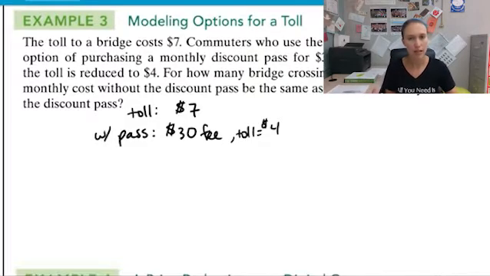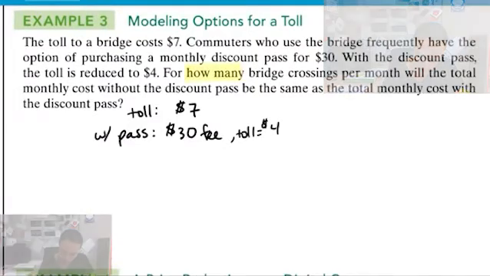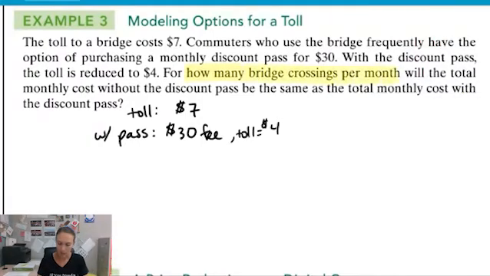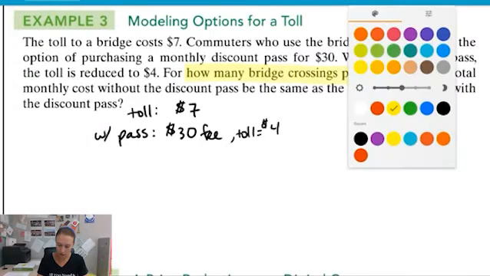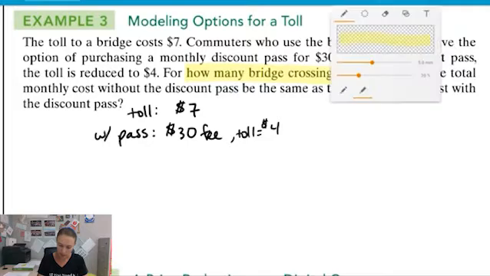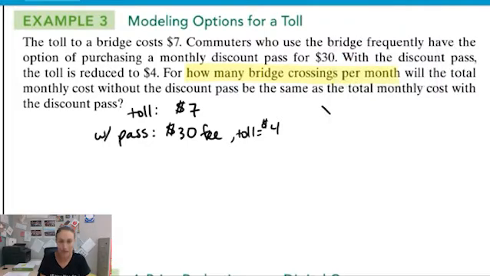So what we want to do is come up with our variable. One of the things you can do is look in your problem for what it's asking you to find. How many bridge crossings per month? What it's asking you to find should be your variable. So I'm going to use X. X is going to be the number of bridge crossings.